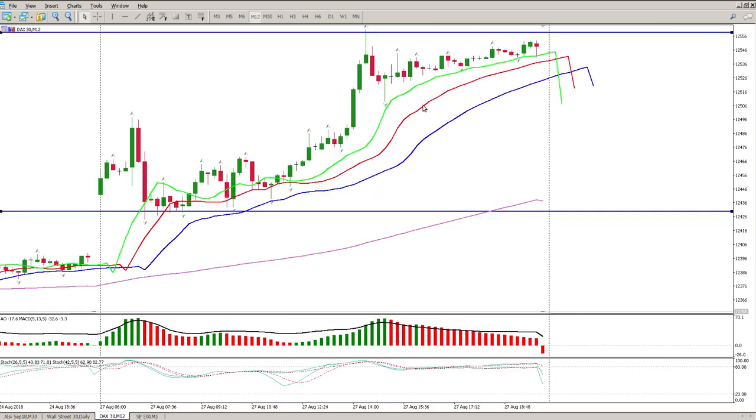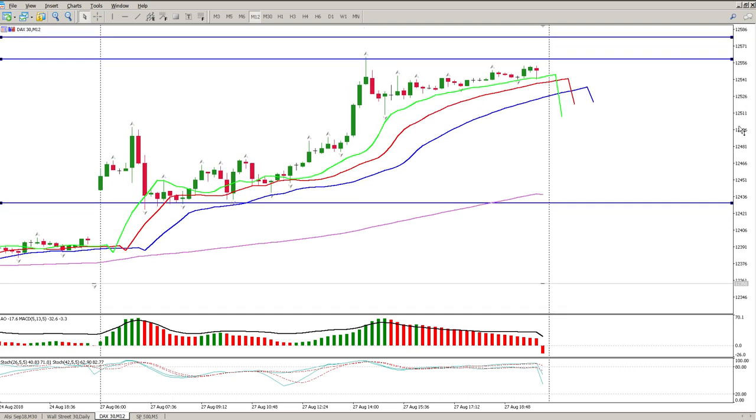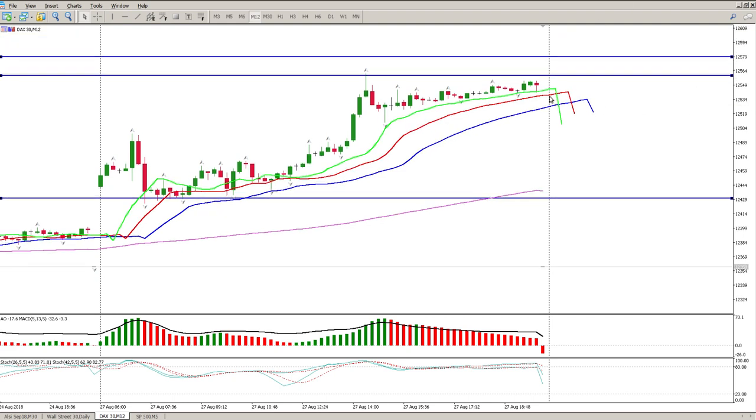We shall see what transpires. I don't think we're going to have a gap down, but we definitely may have a gap close. In other words, a move to the downside, consolidate somewhere in this area, and then a move back to the upside.